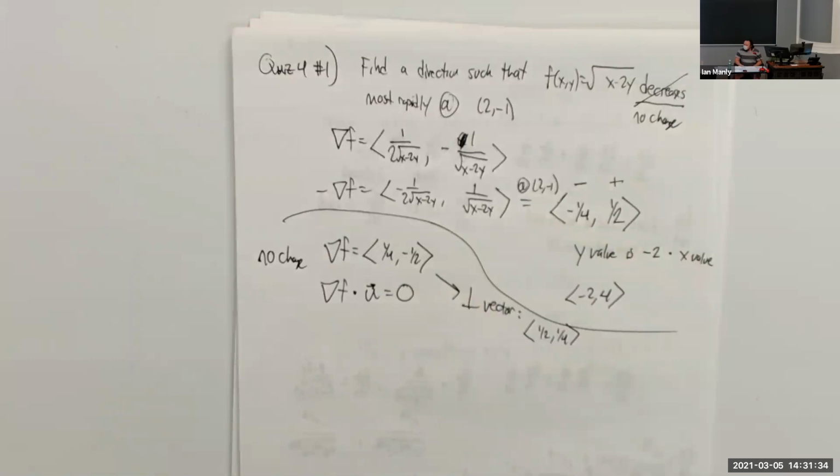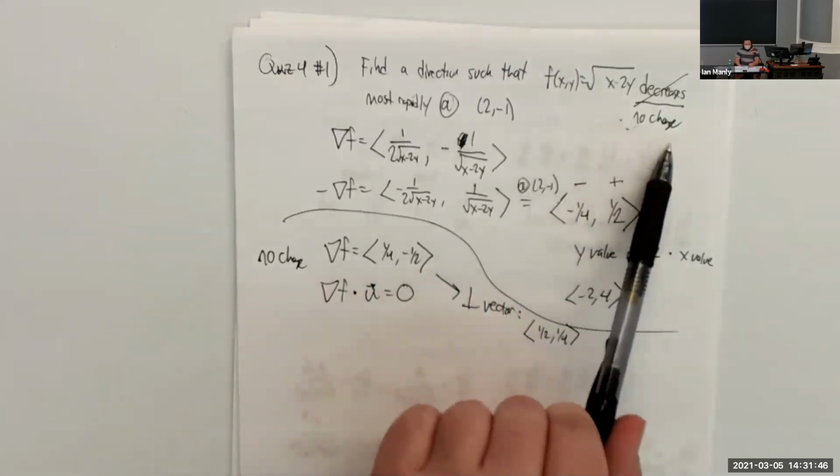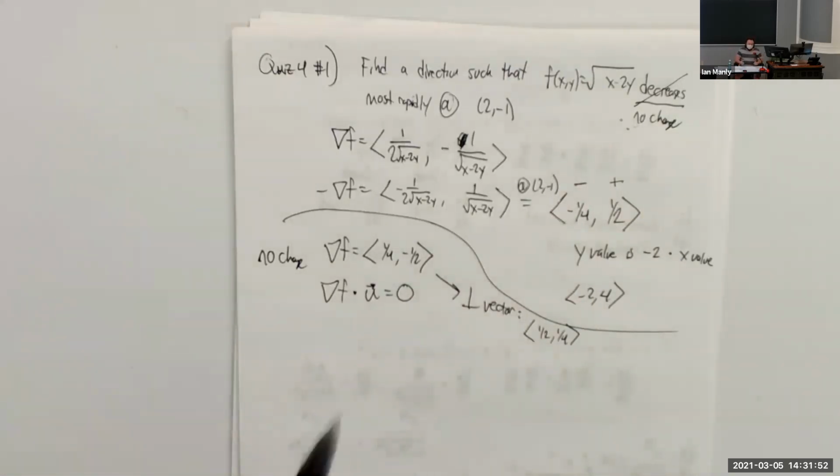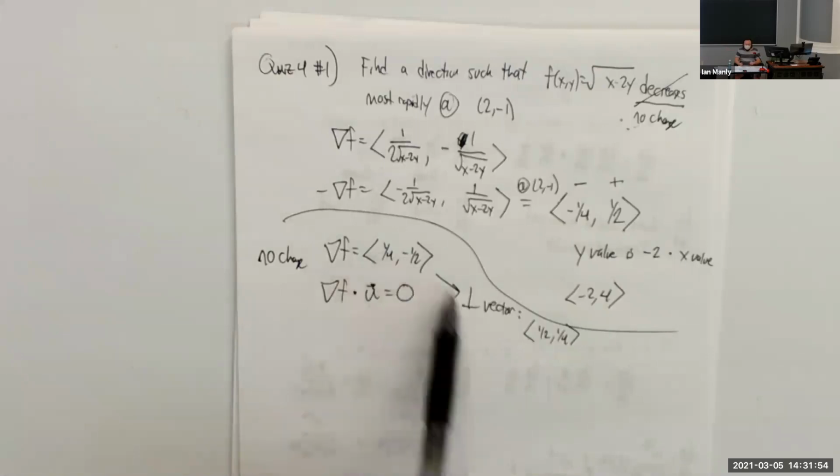To reiterate, we find the gradient, negate it if it's decreasing, and then dot product each possible answer. Well, it depends on what type of problem you're doing. If you want it to be no change at all, then you would just dot the regular gradient with all of these. Or you could do the negative gradient. It doesn't really matter. You would just dot the gradient with all of them and see which one will give you 0.